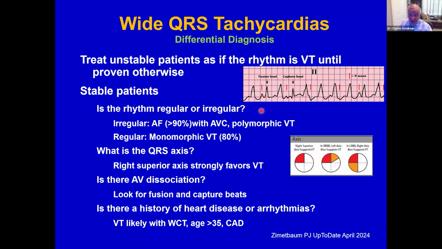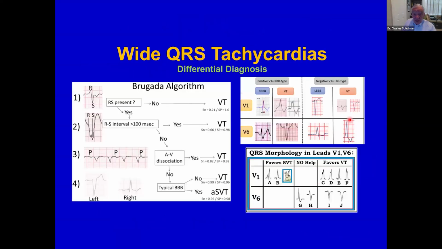Occasionally, if the P wave hits the AV node at a time when it is not refractory, you'll get conduction and a narrow complex beat called a capture beat, or a beat that's fused, somewhere in between the wide complex and the narrow complex. That's a fusion beat, and fusions and captures demonstrate AV dissociation, and the tachycardia is ventricular tachycardia.